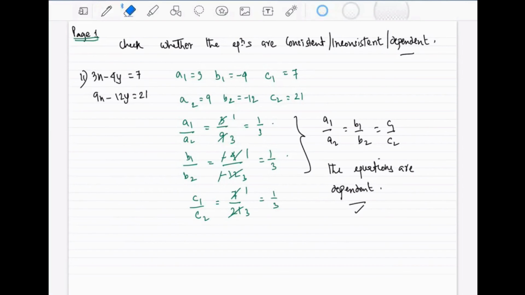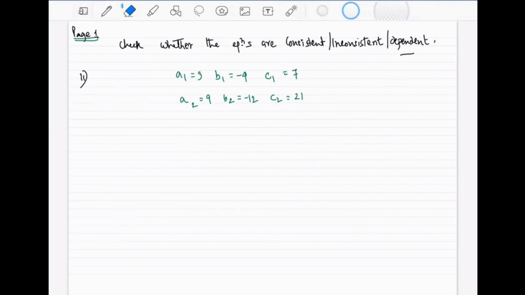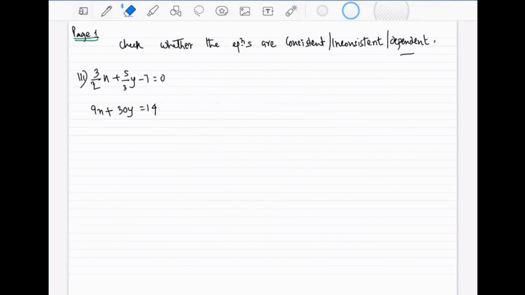Okay, one more example. This is the last one. Let's take one for inconsistency. Roman number 3, I'm taking up this example: 3/2 x + 5/3 y - 7 = 0, 9x + 30y = 14. Okay, let's put the values of a1, a2, b1, b2, c1, c2 later on.